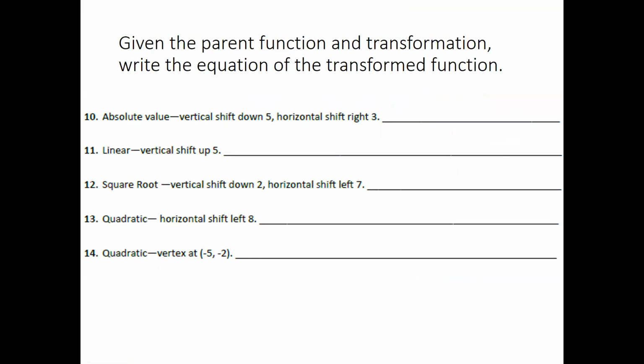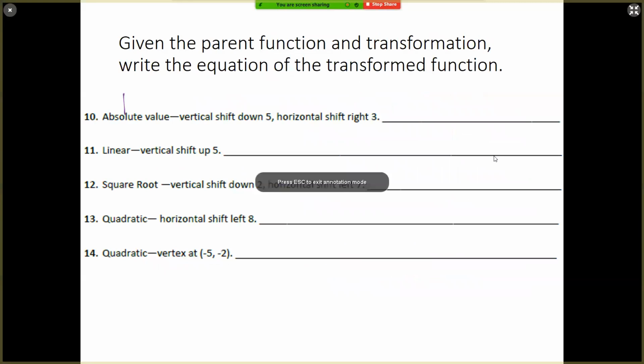Now we're going in the opposite direction. So for questions 10 through 14, we're being told the shifts, and we're going to have to write the equation. Here we have been given an absolute value function, so we know we have absolute value of x somewhere in our problem. We need a shift down 5. So a vertical shift down 5 is going to give us a -5 somewhere.